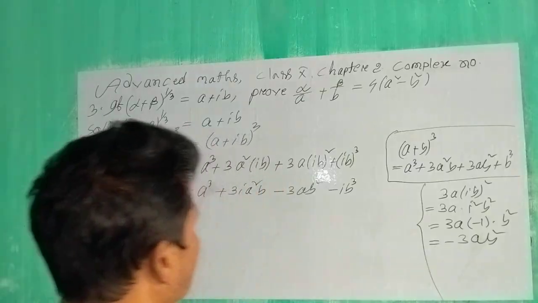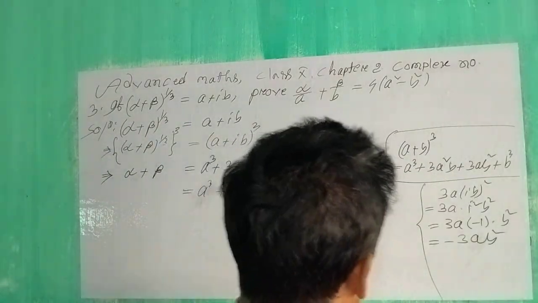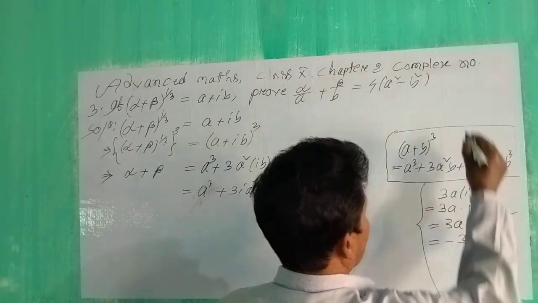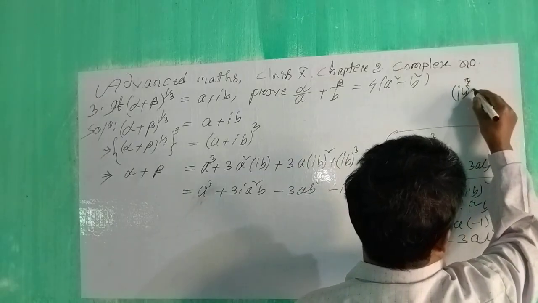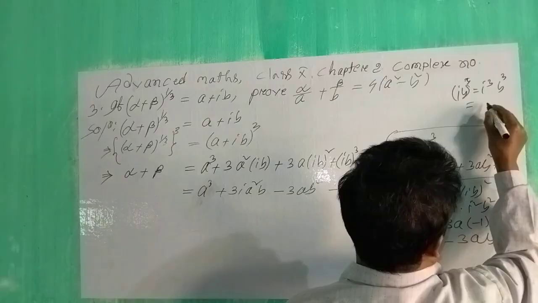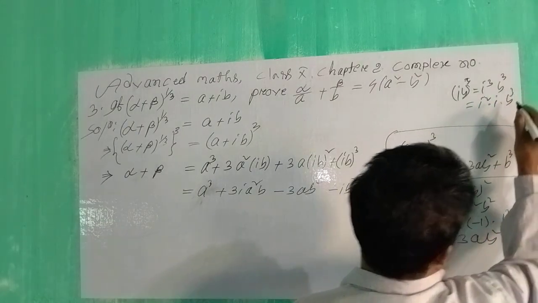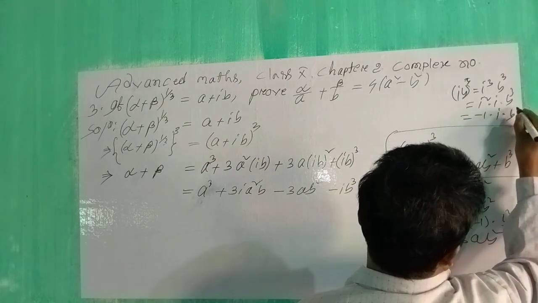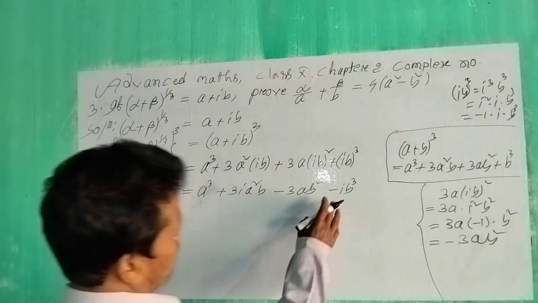We also have ib cube equal to i cube into b cube. I cube equal to i square into i into b cube. I square equal to minus 1, so minus 1 into i into b cube, we have minus ib cube.